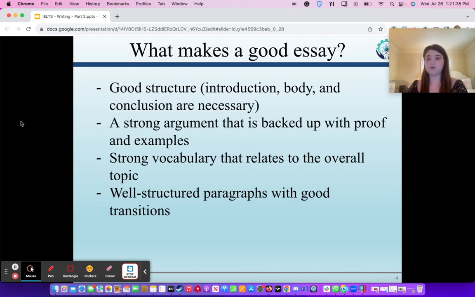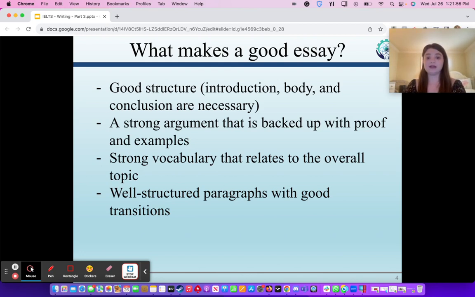So, let's first talk about what makes a good essay. What are they looking for on this test? Well, they're looking for good structure. They want an introduction, a body, and a conclusion for this essay. They also want a strong argument that's backed up with proof and examples that connect back to our thesis, back to our original point that we're trying to prove here.